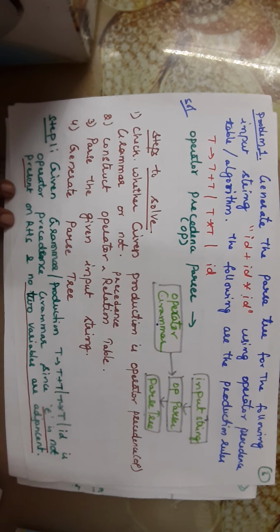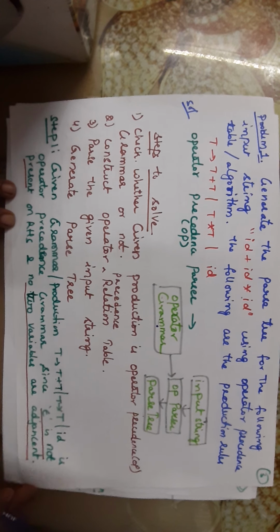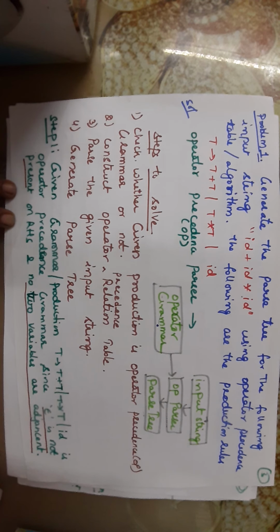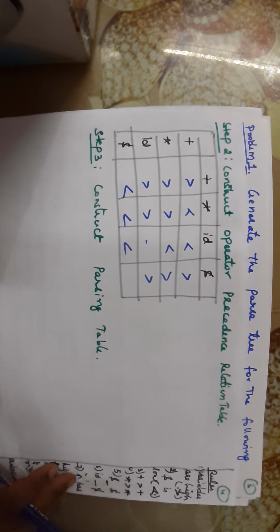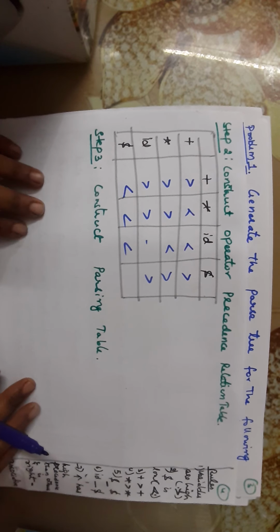So this is satisfying both the first and second rule. Hence it is operator precedence grammar. So this is about the first rule. So coming to the second step, we have to construct the operator precedence relation table. Now how to construct this?